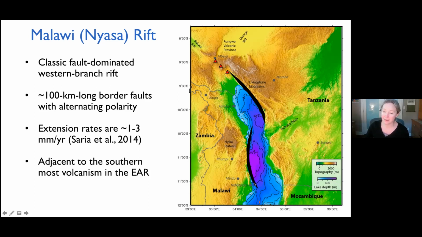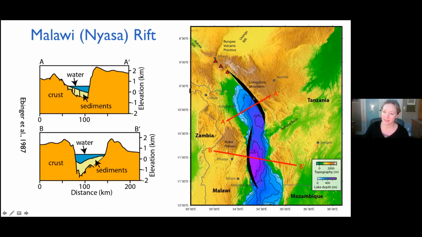And the polarity of the basins switches along strike. So we have a border fault bounding the eastern part of the North Basin here. And then as we go south in the Central Basin, the border fault is now on the western side of the rift. But we're really going to focus here on the northern basin. And from data that's been collected here over the years, we already know that we have these border fault bound basins where both the water depth and the sediment thickness is thickening towards these large faults.